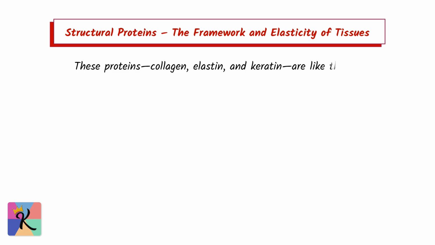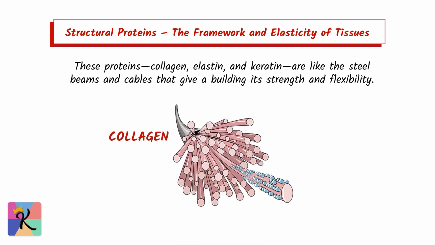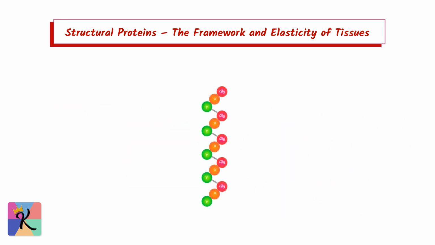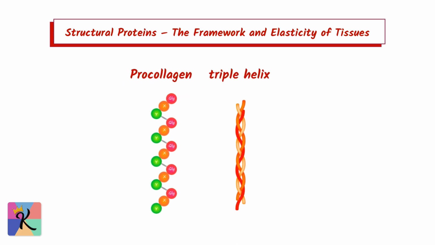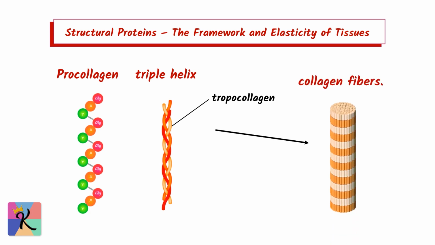Next, let's talk about structural proteins, the real heavy lifters of the ECM. These proteins, collagen, elastin, and keratin, are like the steel beams and cables that give a building its strength and flexibility. Collagen is the most common structural protein, providing incredible tensile strength. It's like the steel rods in reinforced concrete, keeping tissues strong and stable. When collagen is first produced, it's in a preliminary form called procollagen, which twists together into a triple helix, kind of like a licorice twist. Once outside the cell, it's trimmed down into a form called tropocollagen, which then assembles into even bigger structures, forming collagen fibrils and eventually collagen fibers.